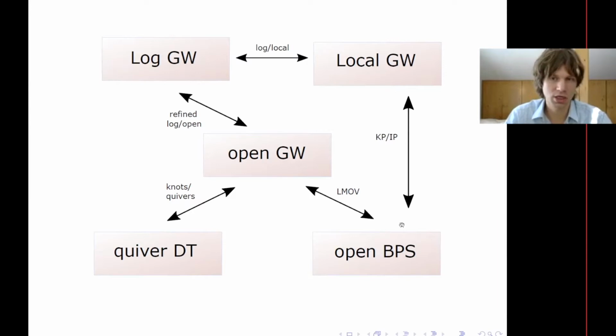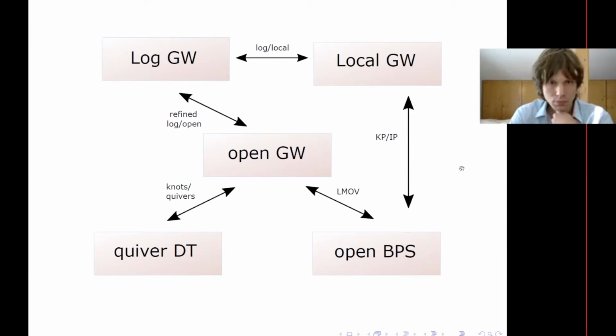There's a relationship due to Klemm-Pandharipande and Yonekura-Parker between the two. And then there's a relationship here and here due to, okay, the last one is Ooguri-Vafa, the second one is Mariño, and the first one I forgot. I refer to the paper. And then also we have a correspondence with quivers, which is related to knots as well. And basically what we do is for all of these 5 boxes, we compute everything and we show it's the same.